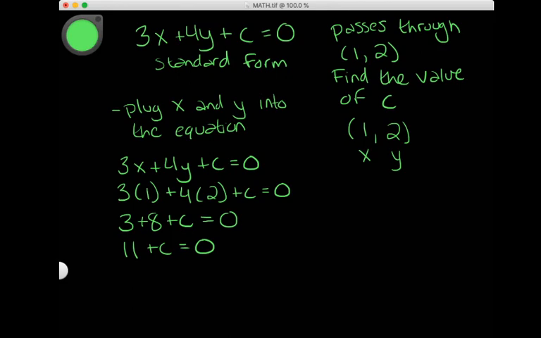So we want to get the c by itself. So we can either move this c over here, or I can take my 11 and move it. I just want to get the c by itself. So this positive 11, if I move it over to the other side, becomes a negative 11. So I have c equals negative 11. Okay, so there's our answer here. c is equal to negative 11. So there'll be something like that as well for you to practice today.